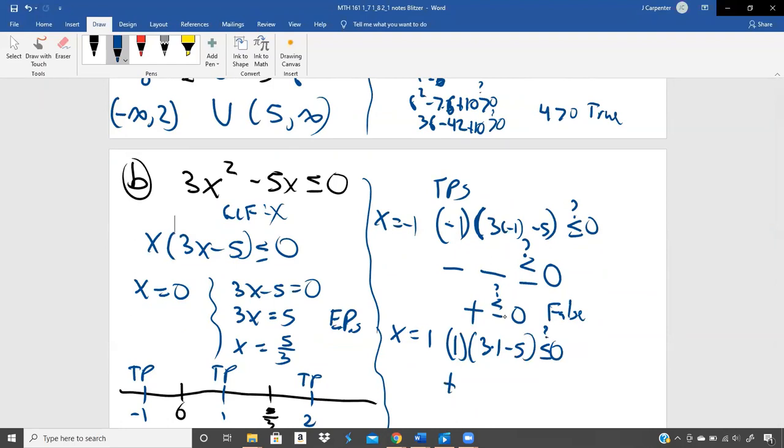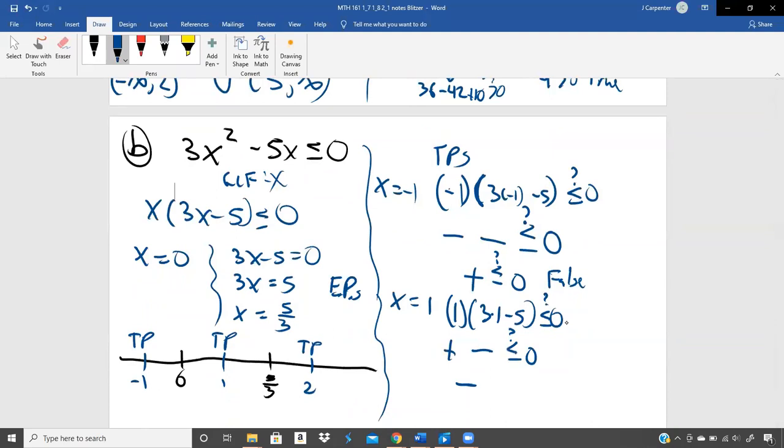1 is positive. 3 times 1 is 3. 3 minus 5 is negative 2, which is negative. Notice I didn't say 3 is positive and that 5 is negative. The sign is just the whole factor. Again, if you don't like this, don't do it, but it's a good idea. Positive times a negative is a negative, which negatives are less than 0, so that's true, which means we shade the region where the 1 is. 1 is between the 0 and the 5/3.